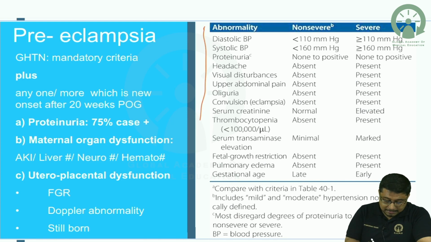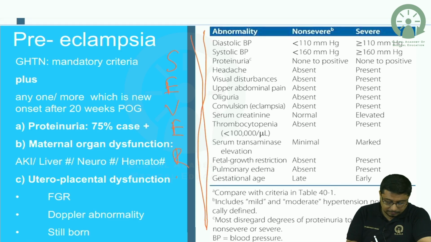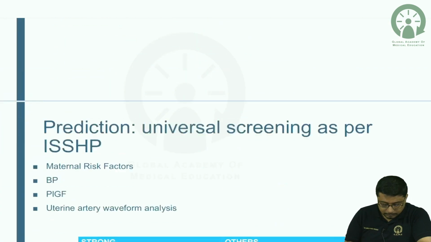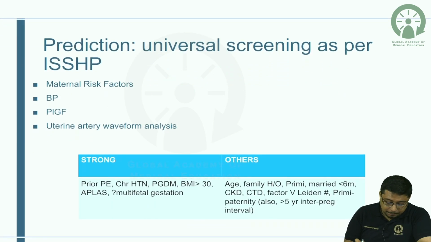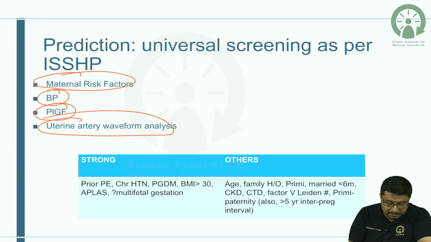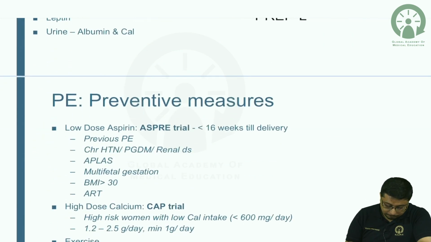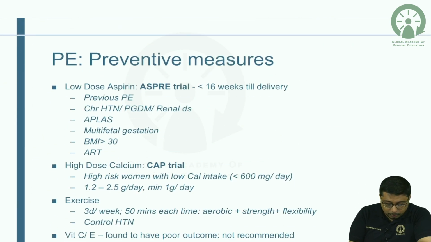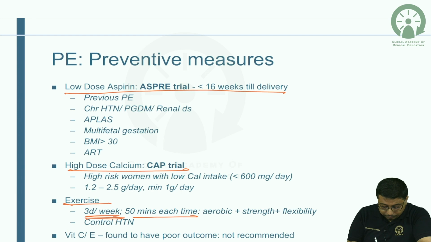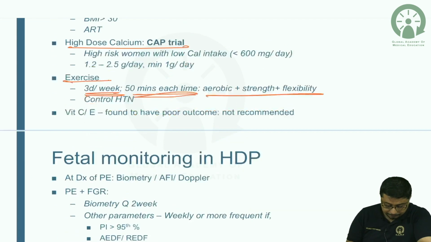So, what are the severe features of eclampsia? These are the severe features, right? Prediction is by maternal risk factors, maternal BP, something called PLGF, and uterine artery waveform analysis. And what are the preventive things? Low dose aspirin, high dose calcium, exercise at least 3 days a week, 50 minutes each time, aerobic plus strength plus flexibility.